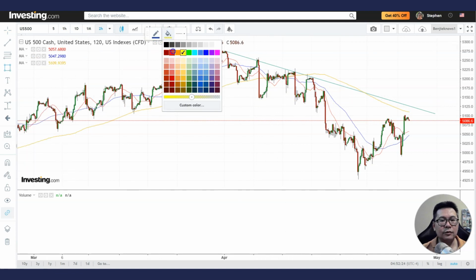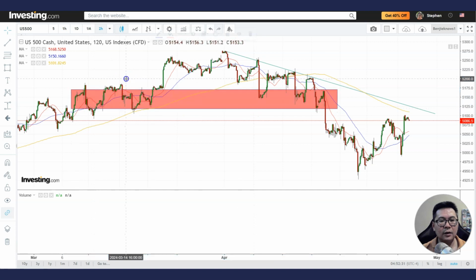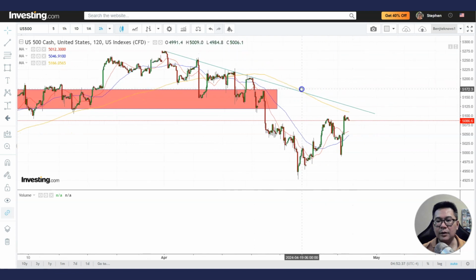Let me just draw the resistance area for you to see. It's about here. Congestion areas are resistance areas. This whole thing also is resistance area, but it's kind of trying to form a variation of the cup handle pattern.